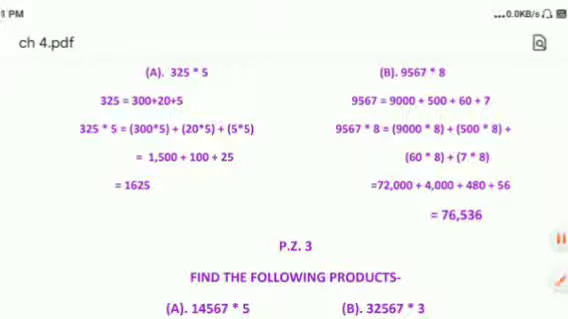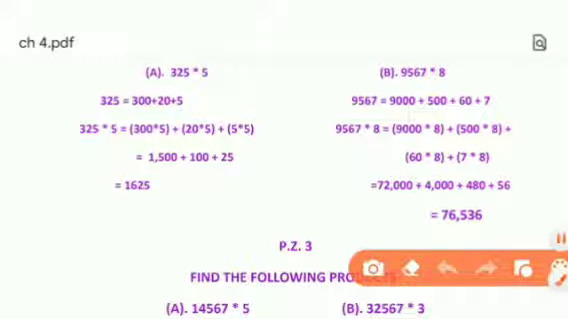In class 3rd you have read how to expand the numbers. Suppose question A is saying multiply 325 by 5 after expanding these numbers. So first we will write this number over here. The number is 325. How to expand this number, I think you have read in class 3rd. If you don't know, then I am explaining.